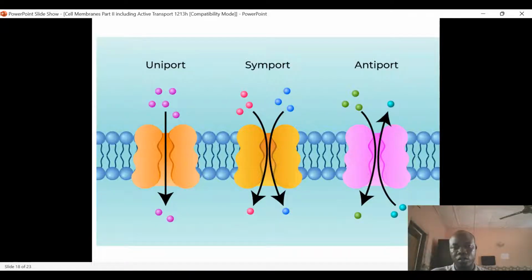Today we are going to look at the transport of substances across the cell membrane. I'm now going to share my slides with you, and if the slides are shown, you can indicate. I hope you can all see my slides now.